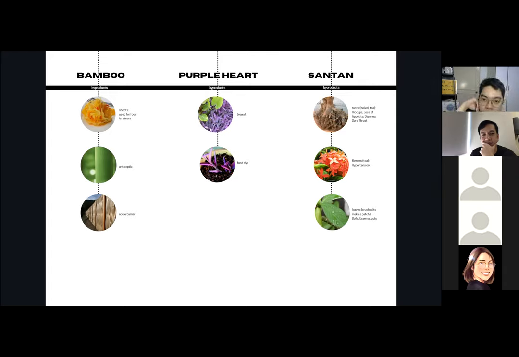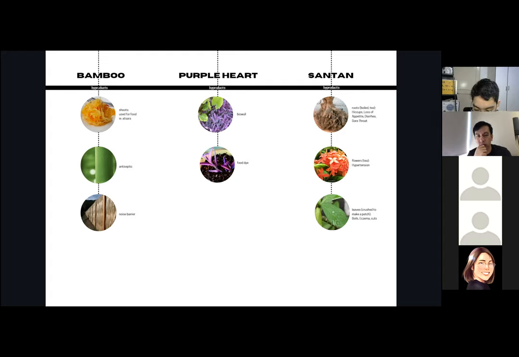Some researchers looked into the, yung tawag doon, yung green stuff na malaki. Basta yung trunk niya. And then also the leaves, they have antiseptic properties. And also, it's also used for noise barrier nga po, as I said. And then for the purple heart, bio wall.